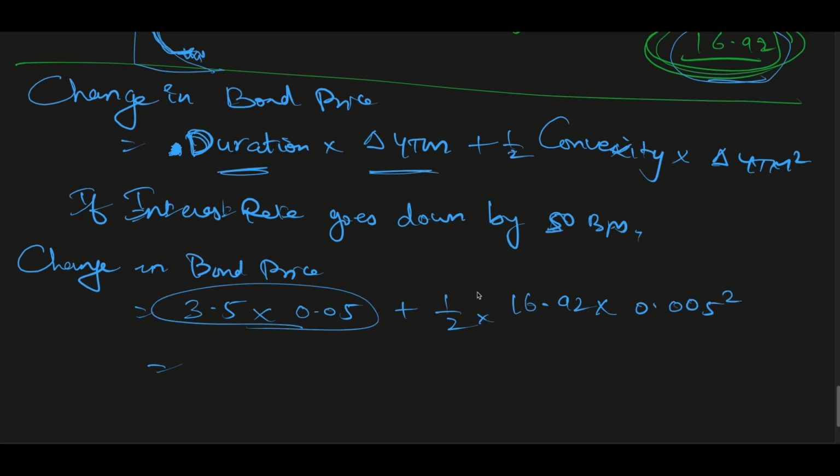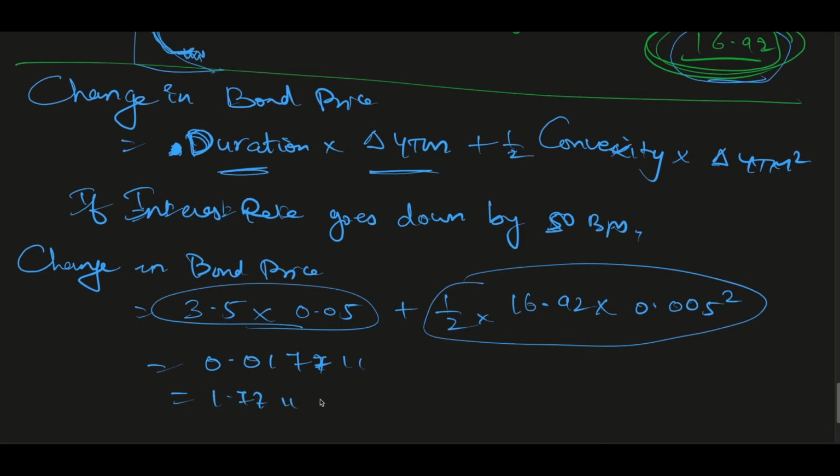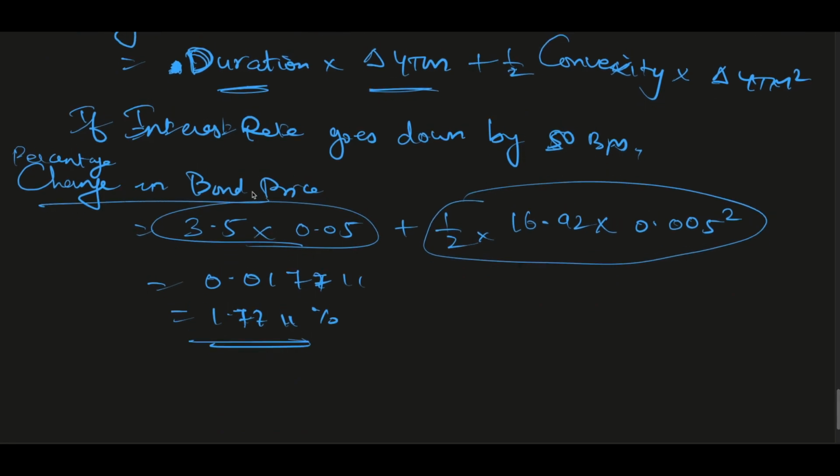So this is one group, this I can take as another group, and then when I add, I will get 0.017711, which I will convert into percentage. It will be 1.7711 percentage. So this is the change in percentage. I can write this as percentage change in bond price. So yeah, this will be better. That heading I should give: percentage change in bond price.